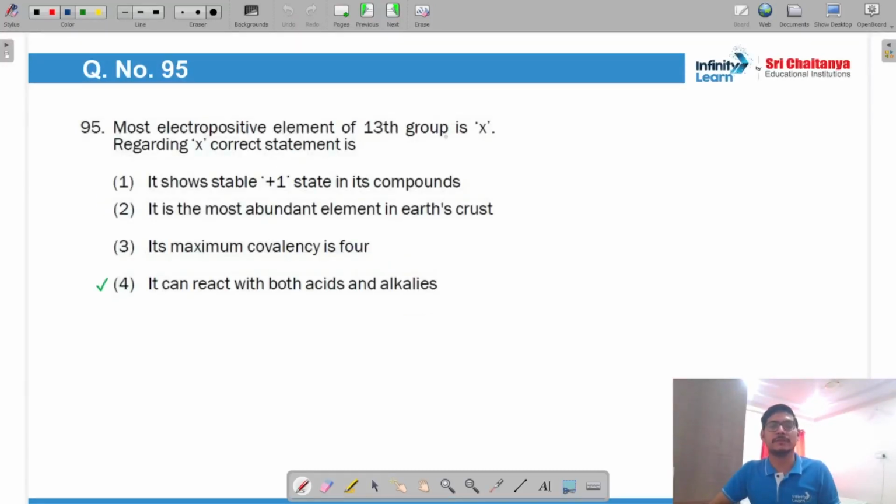The most electropositive element of the 13th group is aluminum. So it is amphoteric. It shows reactions with both acids as well as alkalis.